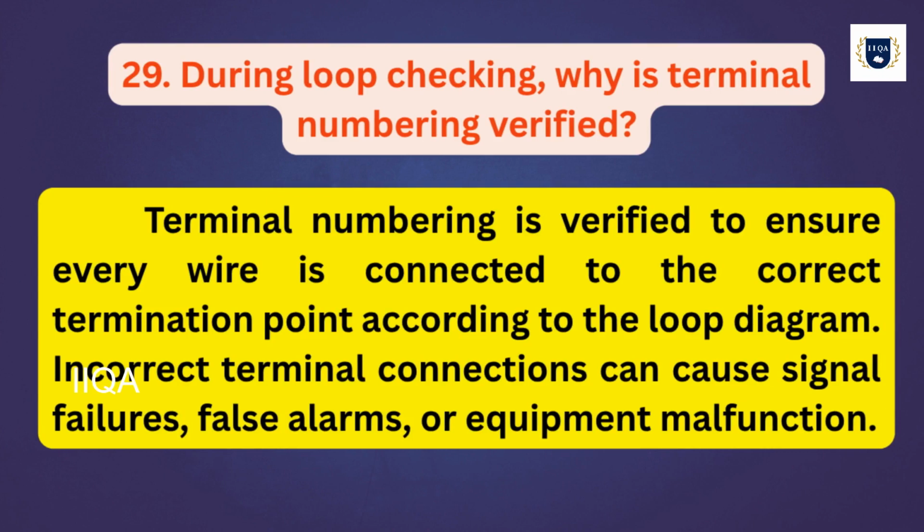During loop checking, why is terminal numbering verified? Terminal numbering is verified to ensure every wire is connected to the correct termination point according to the loop diagram. Incorrect terminal connections can cause signal failures, false alarms, or equipment malfunction.